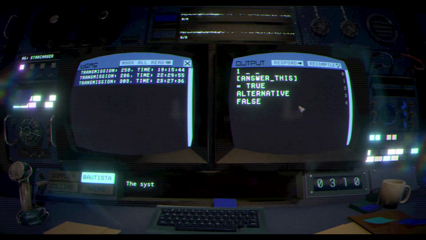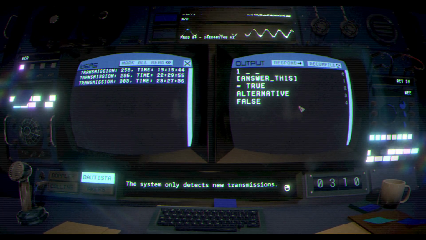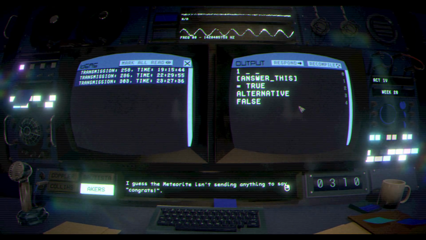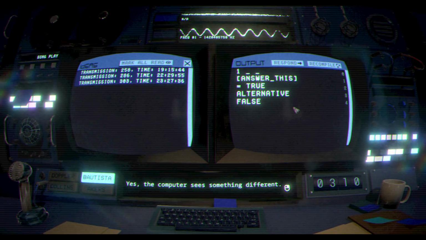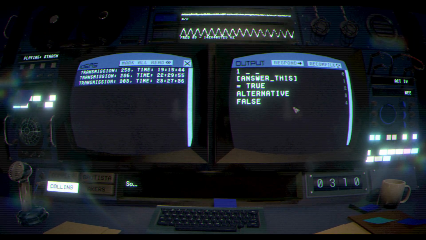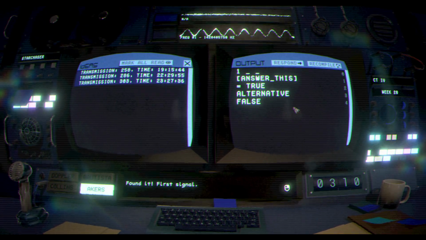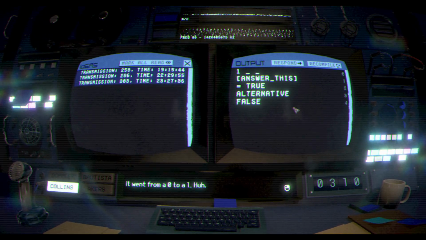How is this message different? The system only detects new transmissions. I guess the meteorite isn't sending anything to say congrats, they're just sending us a new string of signals. Yes, the computer sees something different, so what's different? Found it! First signal. It went from 0 to a 1. Huh.